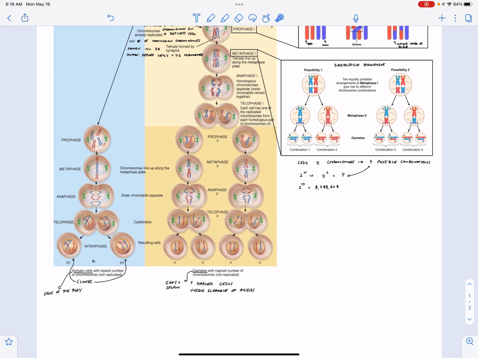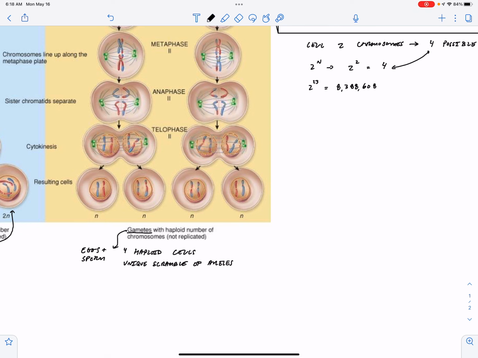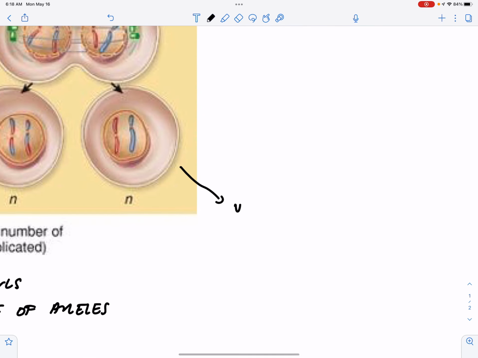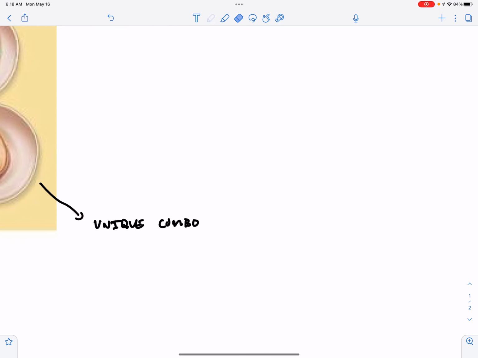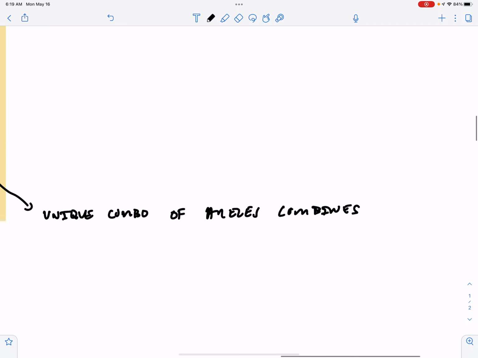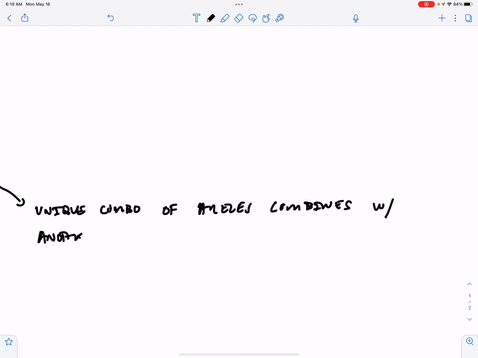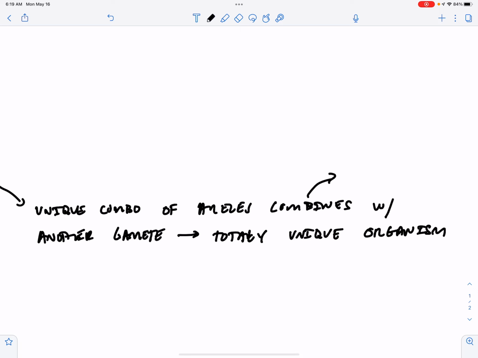Okay, the last bit of diversity that is introduced in this process is actually when two gametes meet. The end result of meiosis is 4 unique haploid cells, 4 unique gametes. So when this unique combination of alleles combines with another gamete, we get a unique organism. And I guess I should say this combining is during fertilization.